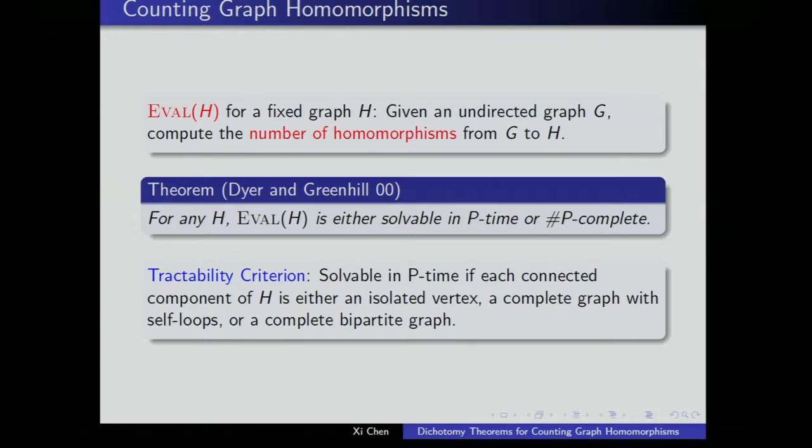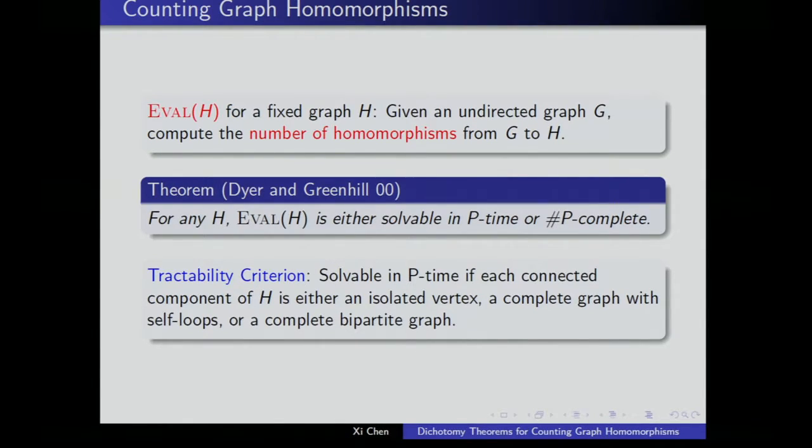So again, every fixed graph H would give you a problem, and we have this dichotomy theorem by Dyer and Greenhill, which says that for any H, this problem is either solvable in polynomial time or #P-complete. And here is the tractability criterion. Basically, the tractable cases are graphs in which every connected component is either an isolated vertex or a complete graph with all the self-loops, or complete bipartite graphs. So these are the only tractable cases, and if your graph does not fall into one of these cases, then it's intractable, it's #P-complete.